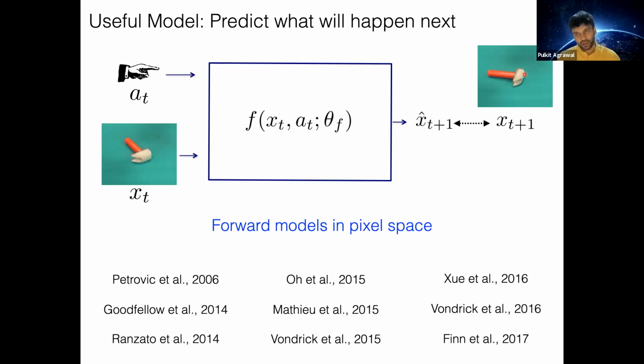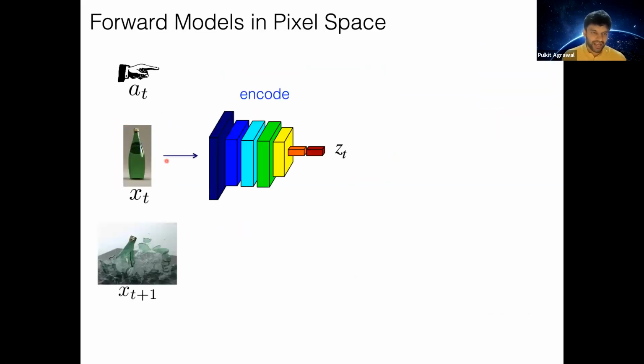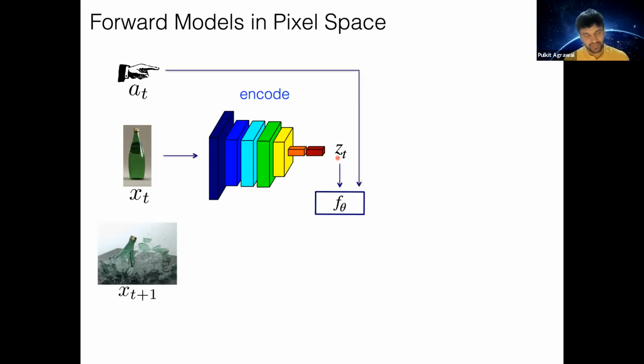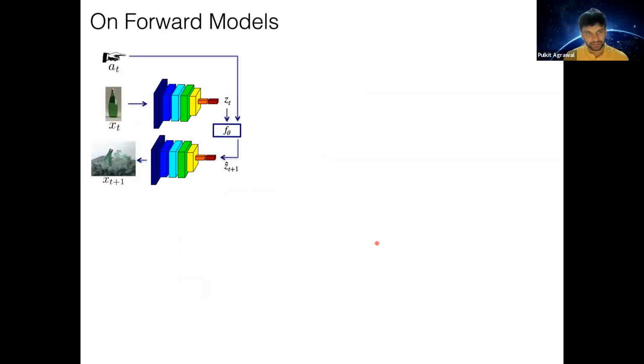And one choice that we saw was where we make the prediction pixel by pixel. So let's expand upon this box, how it might look. I might have my image X, which I encode through a network to some representation Z. Then, I'm going to combine my representation Z with my action to get the representation at the next time point, which I'm then going to decode to produce image x t plus 1. This is how I can train my forward model.